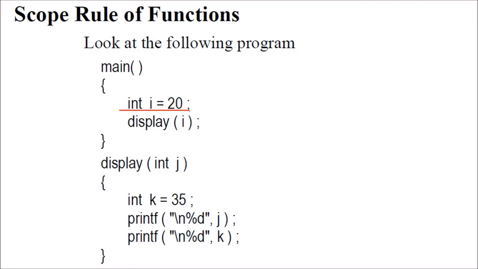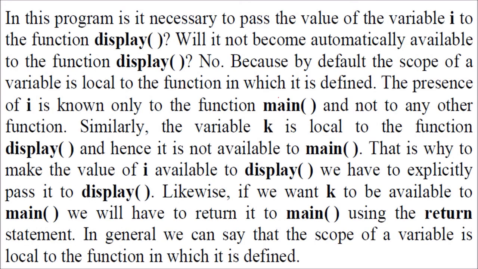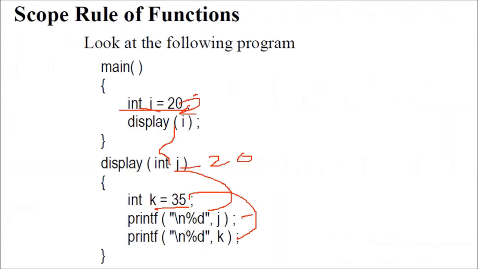Scope means where the variables which you are defining or declaring are going to be used and where they will be visible. For instance, take this example. We have I equal to 20 here inside main. Now you want to display I. So 20 will go inside this. Now J will take the value 20. Now you want to print K equal to 35. So when you print here, K will be printed as 35 and J will be printed as 20. If I is given to J and now I want to print J, K will be printed here and J will be printed as the value you have given.